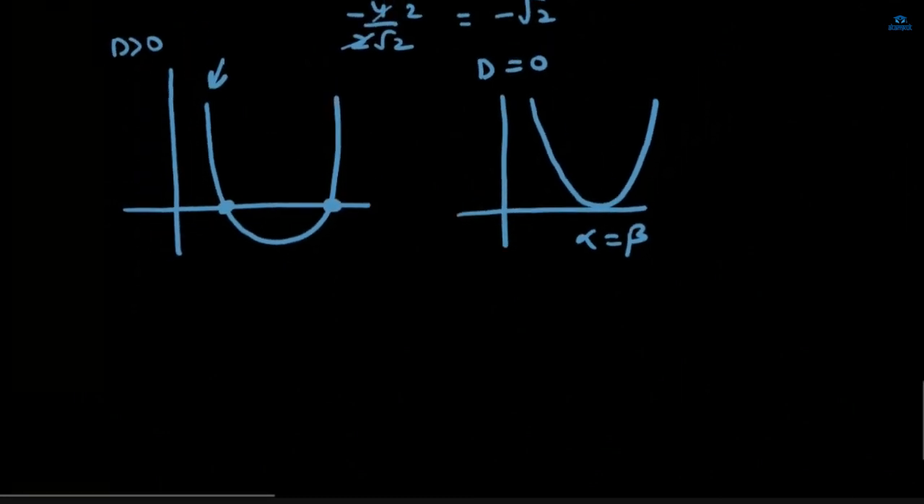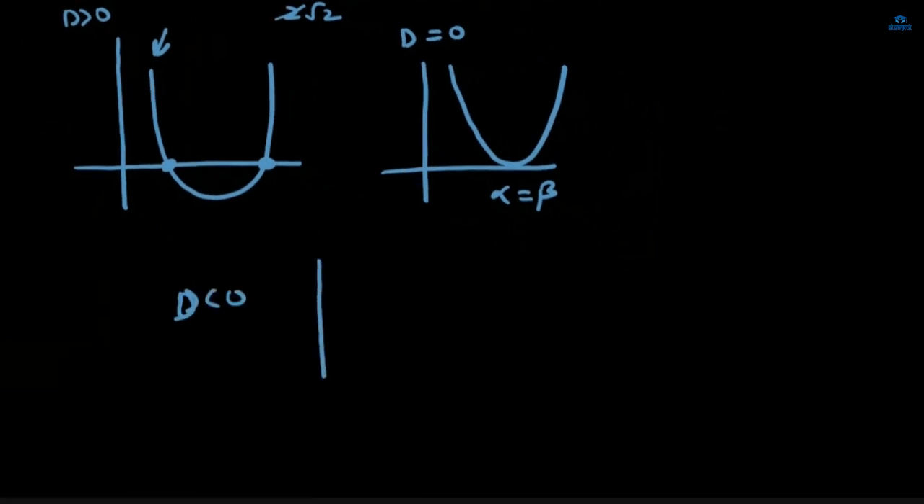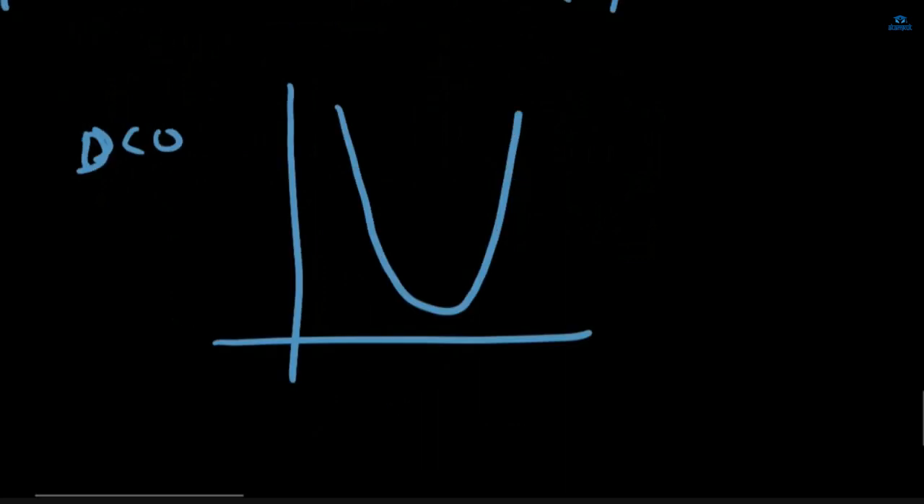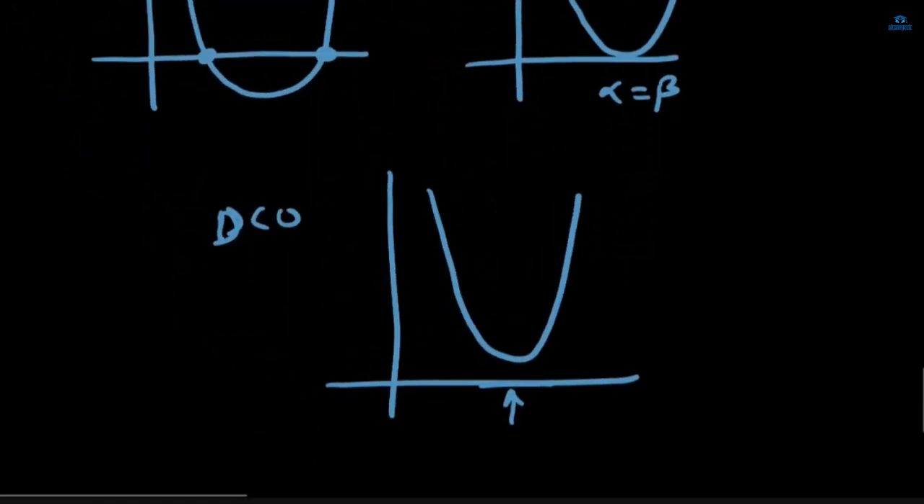And if you are getting D as negative, then there will be no part of the graph, no part of the equation, that would cut the x-axis. It's not cutting the x-axis, because the roots would be imaginary. There would be no real roots. Okay, so the graph would look like this.